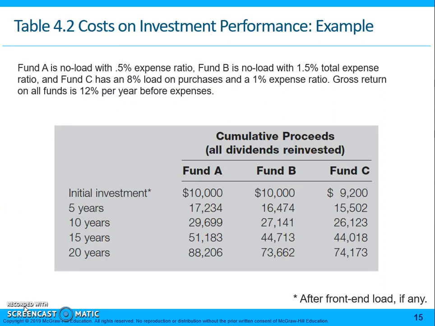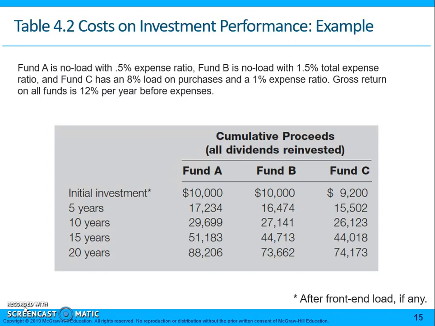Table 4.2 gives an example of an investment of $10,000 into three different funds, A, B, and C. Fund A is a no-load fund with a 0.5% expense ratio. Fund B is a loaded fund with a 1.5% expense ratio. Fund C is an 8% load fund with a 1% expense ratio. The gross return is assumed to be 12% on all funds.